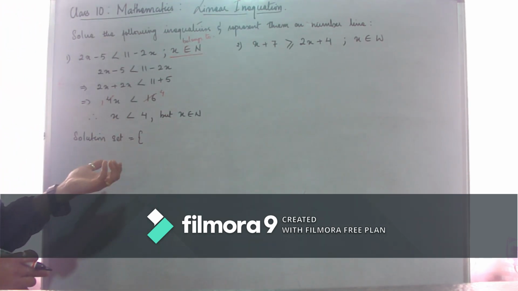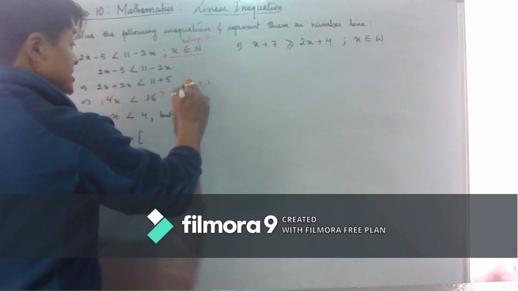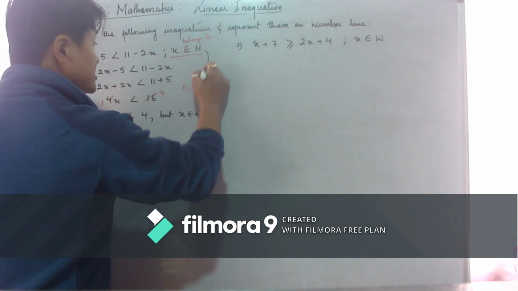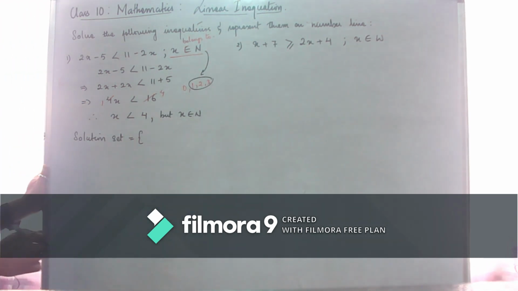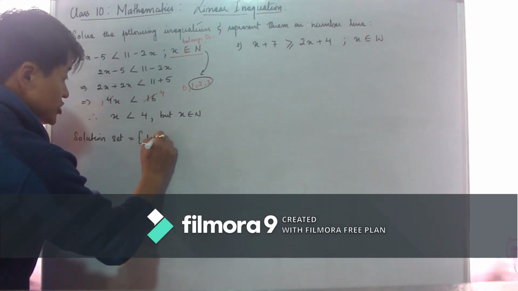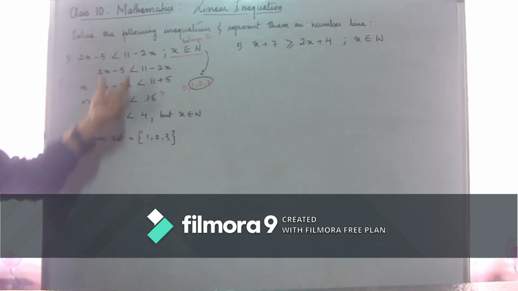Numbers less than 4: we have 3, 2, 1, 0. All these numbers are less than 4. But we are talking about the natural numbers. Natural numbers we have only 1, 2 and 3. So 1, 2 and 3 are the solution set of this inequation.